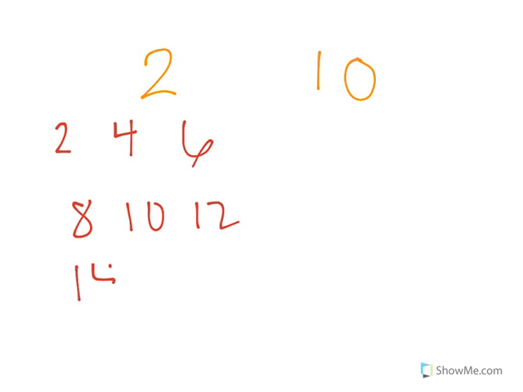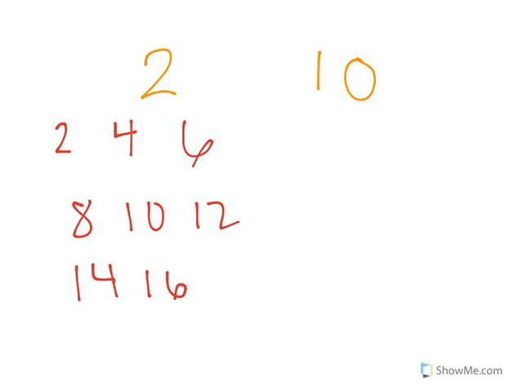Let's look at 2 and 10. Let's list all the multiples of 2 that we can think of. 2, 4, 6, 8, 10, 12, 14, 16. Let's go ahead and stop there.